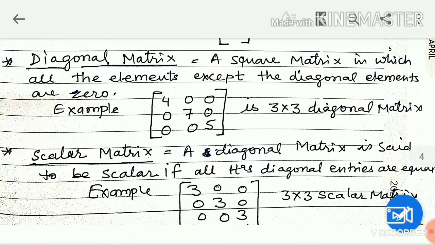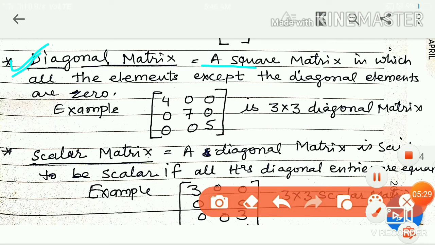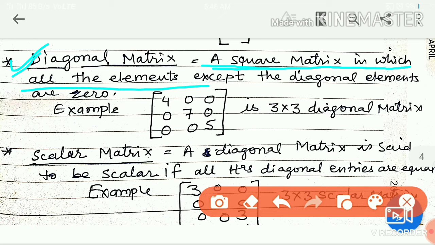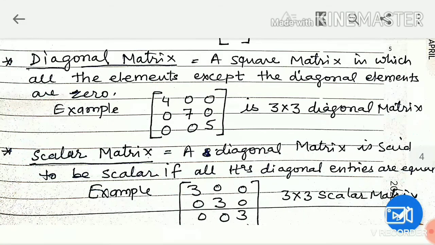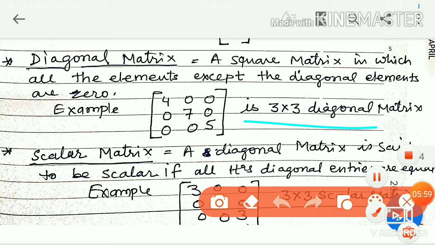Now the diagonal matrix. What is a diagonal matrix? Look here. A diagonal matrix should be a square matrix, in which all the elements except the diagonal elements are 0. In a square matrix we have only one main diagonal. This is the diagonal of the matrix, and here these 4, 7 and 5 are the diagonal elements; except these, the other elements are 0. This is a 3 into 3 diagonal matrix.